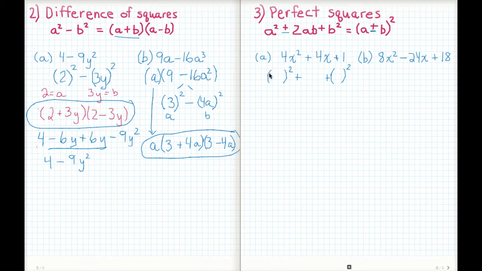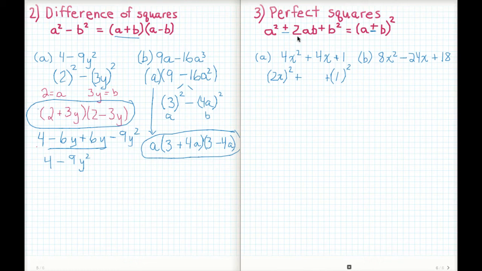And if it works out, then we can use this pattern to factor it. So square root of 4 is 2. Square root of x squared is x. And then we go to the last term. Square root of 1 is 1. So far it looks good. This squared makes 4x squared. This squared makes 1. Now here comes the check.